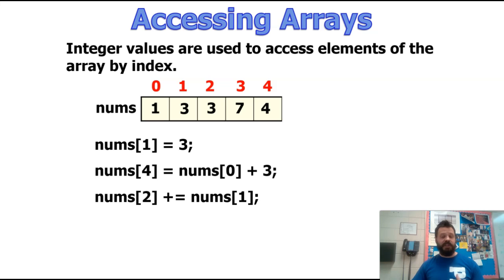Or we can use our different addition and subtraction operators. We could say nums[2] plus equals nums[1]. In other words, what is at nums[2] right now, which is a 3, is going to get added to what's at nums[1], which would be a 3 as well, to give me a 6. Again, the advantage here is that rather than having individual variables, we can access and even reassign the values of our nums array by the same convention, using the same notation.